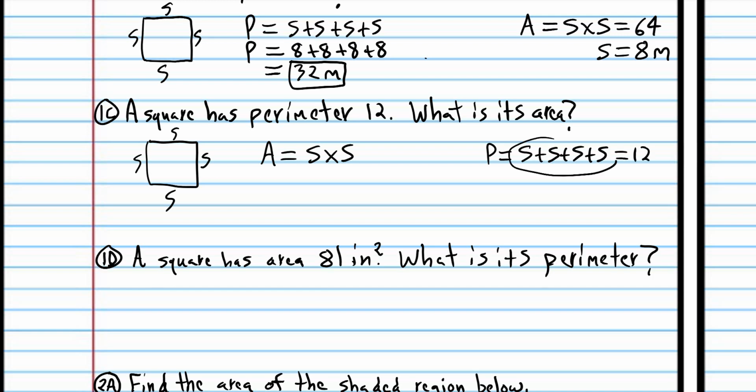So what number added up 4 times is equal to 12? And the answer is 3. And again, there's no units because they didn't give us any units here. So now we can find the area because we know the side length is 3, so 3 times 3 is 9. So the area is 9.